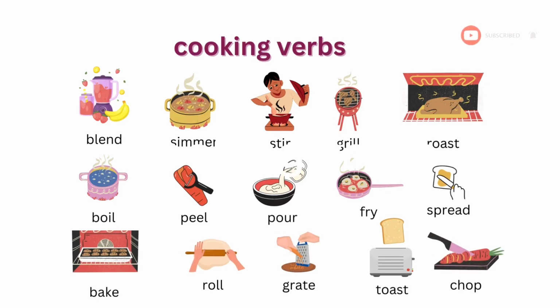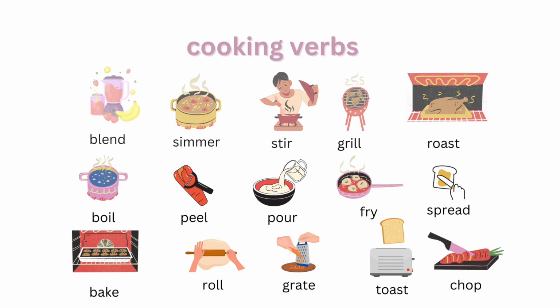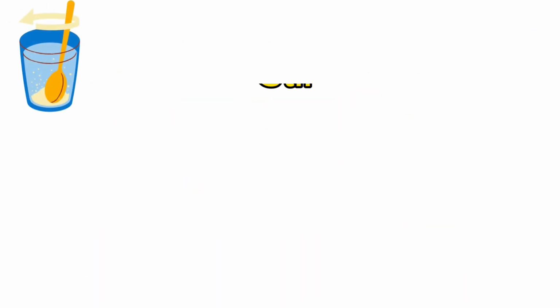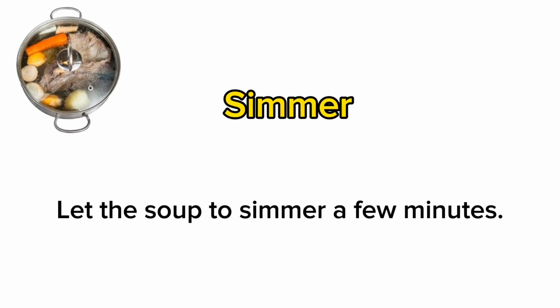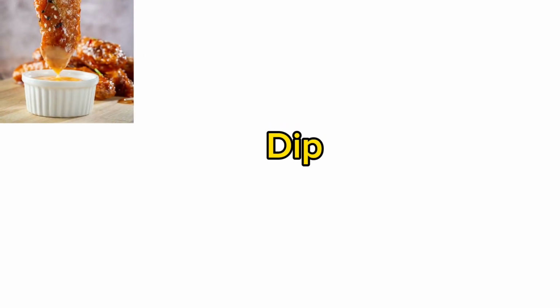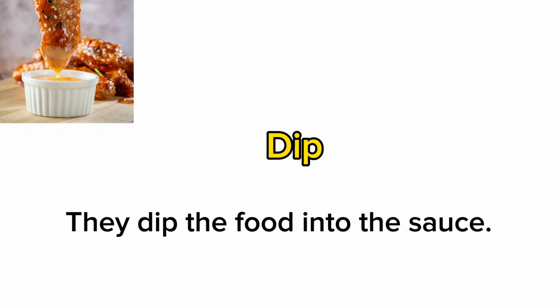Cooking verbs. Stir. I need a teaspoon to stir my tea. Simmer. Let the soup simmer a few minutes. Dip. They dip the food into the sauce.